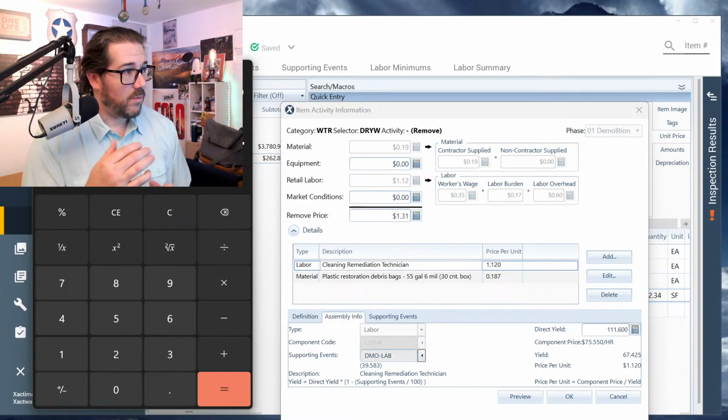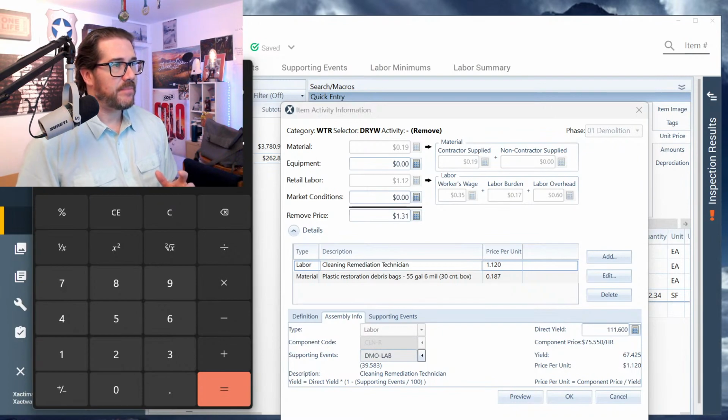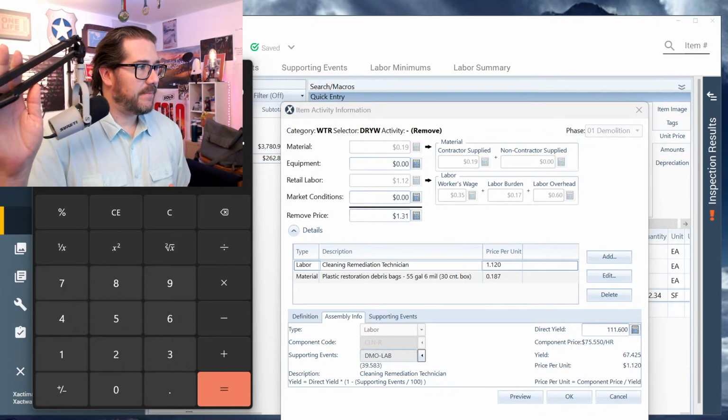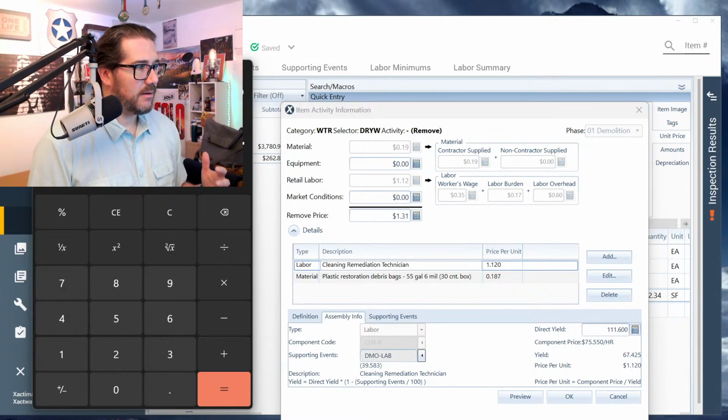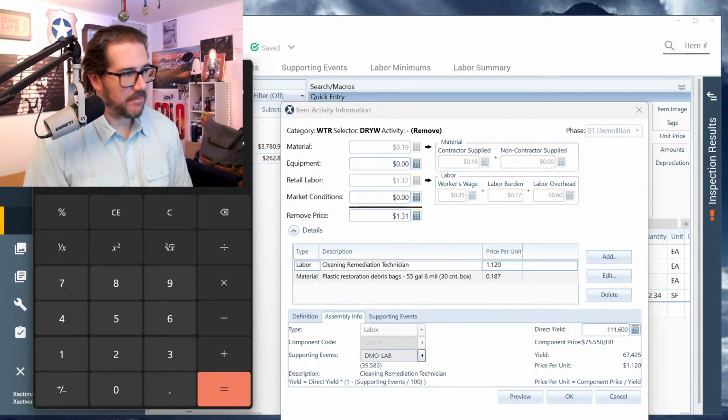So what I have on the screen here, hopefully you can see it, I think you can, is a breakdown of what goes into the labor portion of the pricing in Xactimate. This is just a random example. This is the WTR DRYW line item, removal of drywall mitigation. WTR is water damage mitigation function.